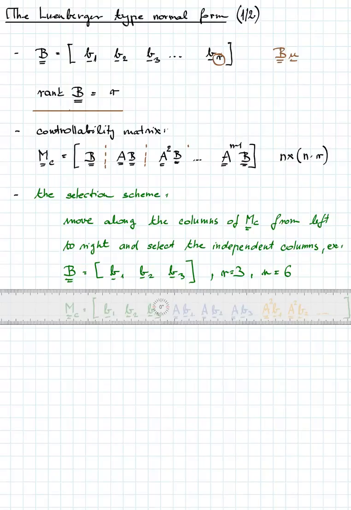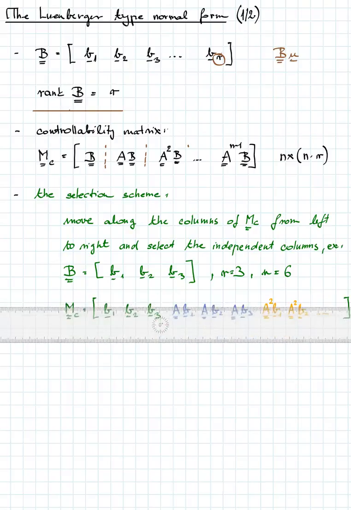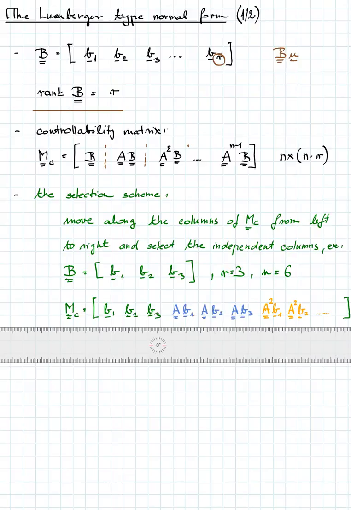In this case, the matrix B here has 3 columns, 3 independent columns. It means that we have got 3 independent inputs of the system, so the value of R is equal to 3. The number of the states is 6, so N is equal to 6. So first we have to perform the controllability matrix, and the first block is the matrix B itself with the 3 independent columns, B1, B2, and B3.